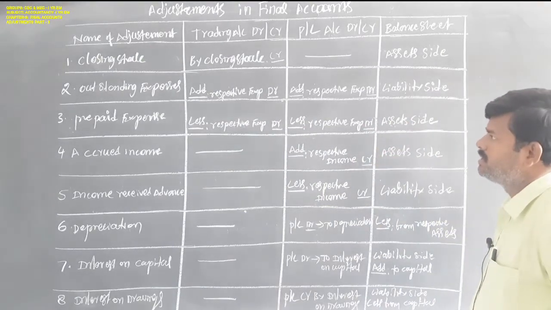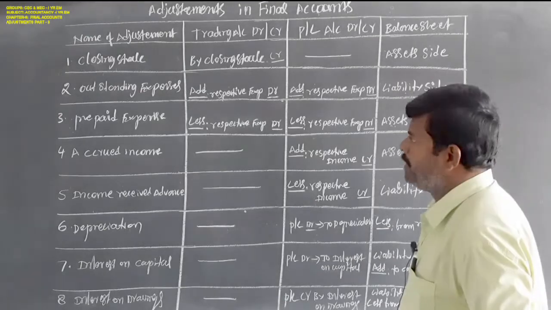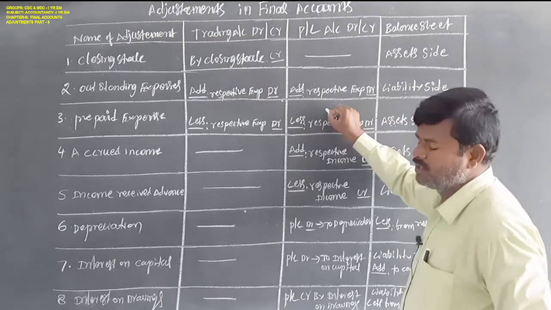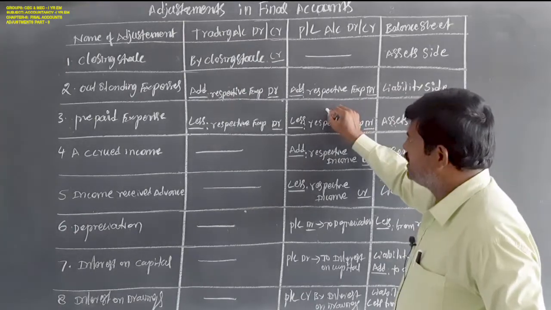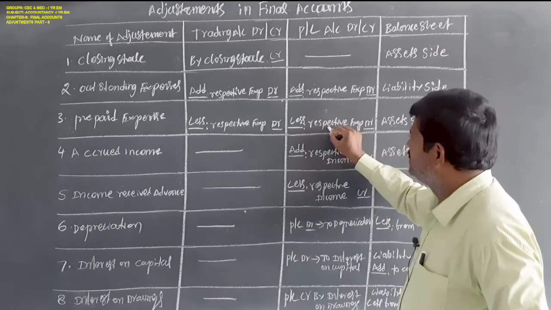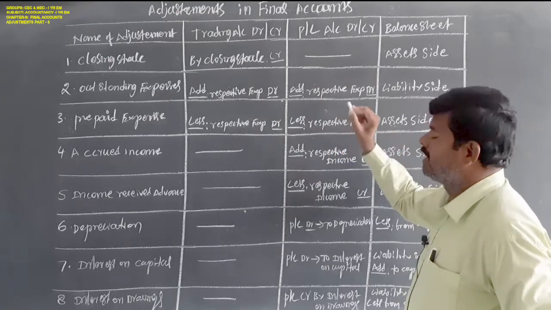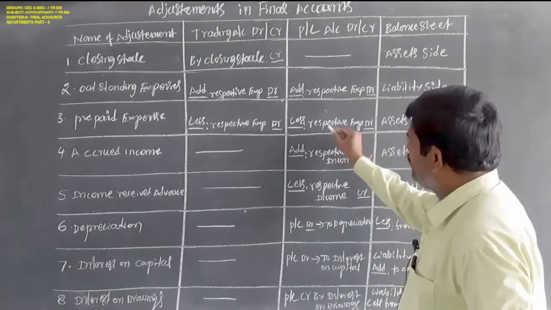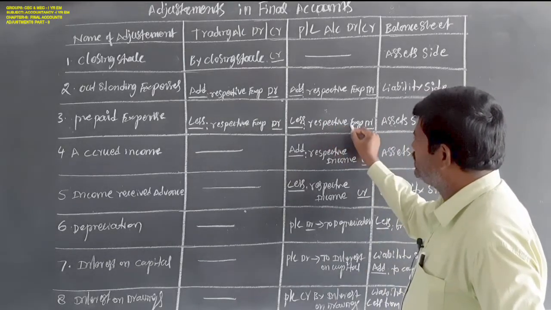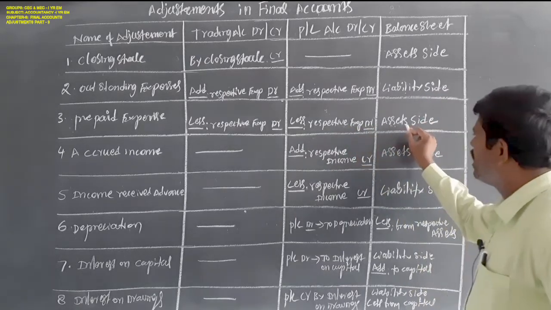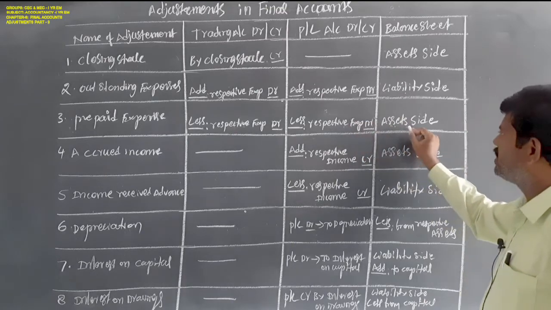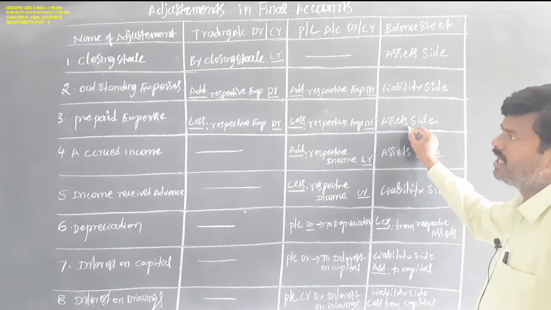Suppose prepaid insurance. Insurance must be recorded in the P&L account. So prepaid insurance must be deducted from insurance on the debit side in the P&L account. The same deducted amount, the prepaid insurance, will be recorded on the asset side of the balance sheet. This is another one.